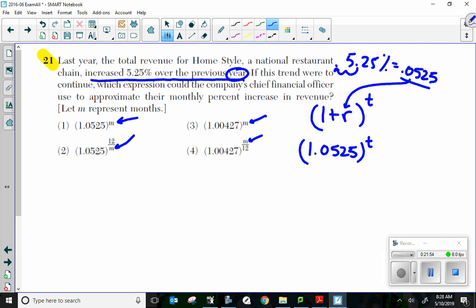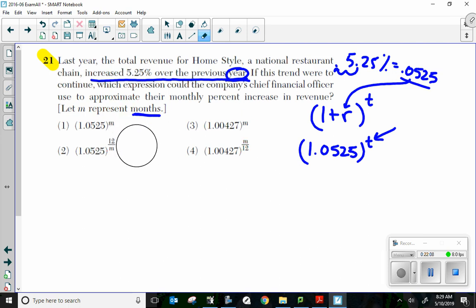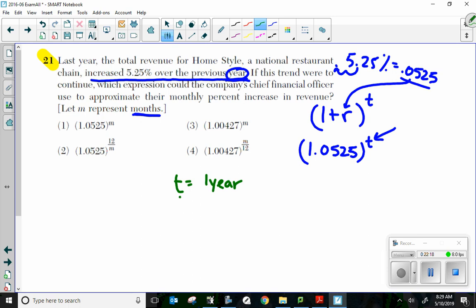Right now, my exponent is in years. That 5.25% was for a year. Okay? We need months. So they put that in there, number 1, to see who's going to fall for it. So here's the $1 million question. If time is in years, it's 1 year, how do I get this to represent 1 month?